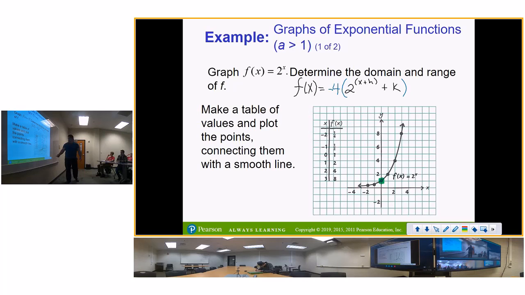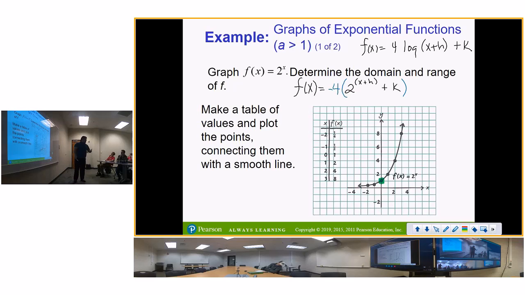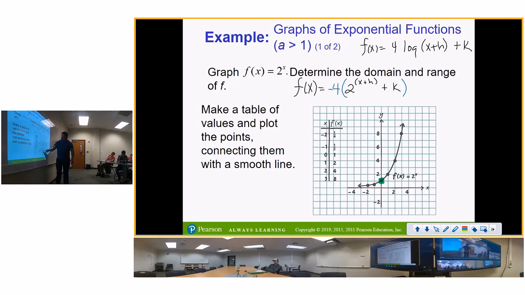Logarithms, same thing. I'm going to throw up a logarithm here, over here in the first quadrant. F of x is equal to 4 log x plus h plus k. It's going to look like that. Same thing. You're going to have a horizontal shift, and there's going to be a point on the logarithm that you move. We've been moving the origin, but now, since the function does not either rotate around the origin or go through the origin, we have to pick a point, and that's the point we're going to move left and right.